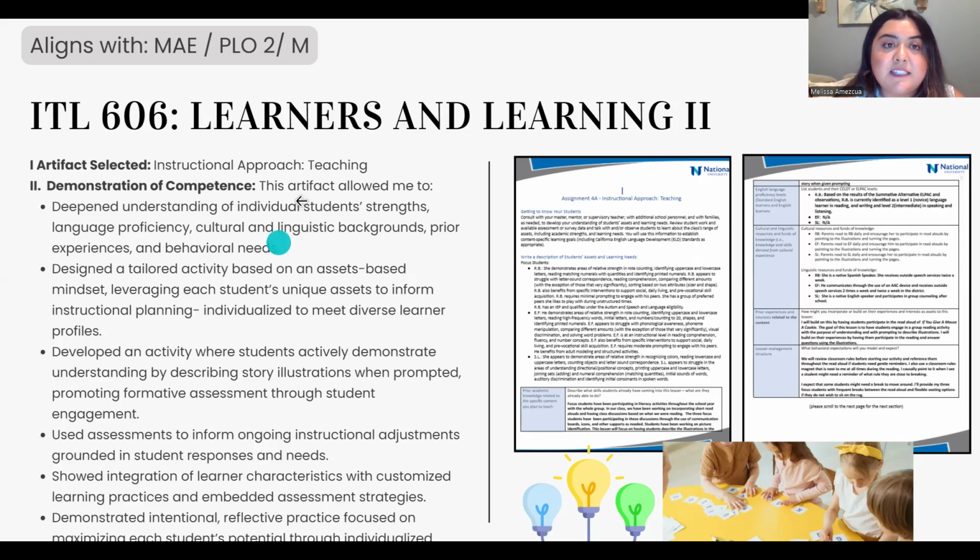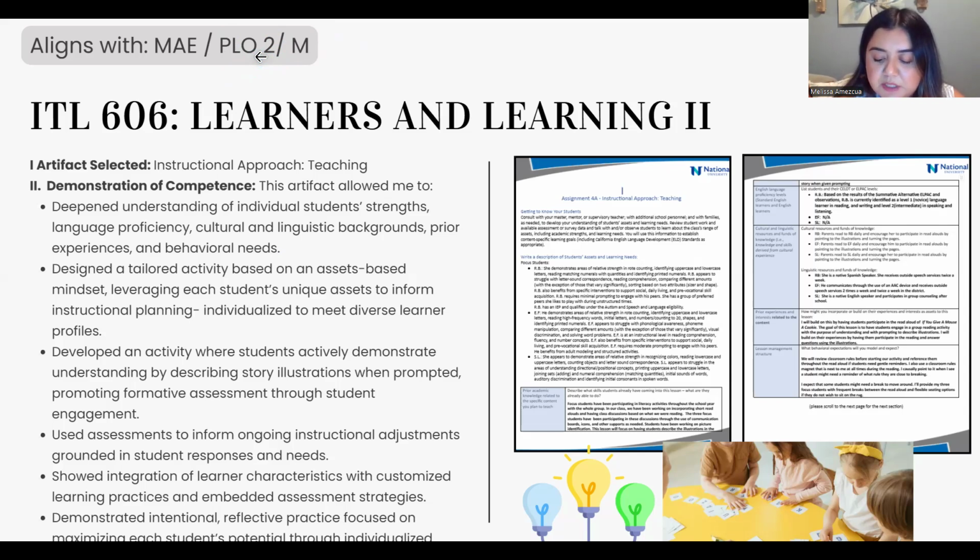So throughout this artifact, it aligns to PLO 2 at a mastery level because I was able to deepen the understanding of individual students using a strength or asset-based mentality, and really look at what their learning profiles were, what they were capable of doing, their language levels, their cultural and linguistic backgrounds, and really tailor a learning experience that was centered around what they can do.